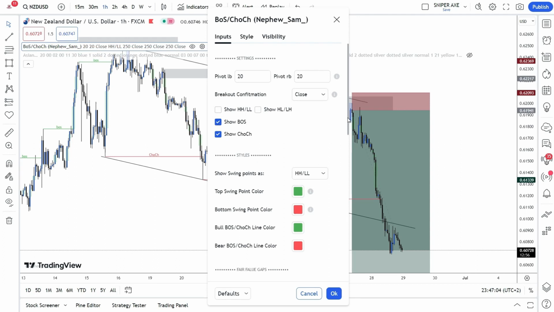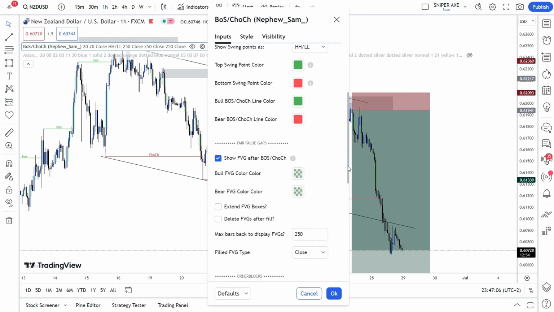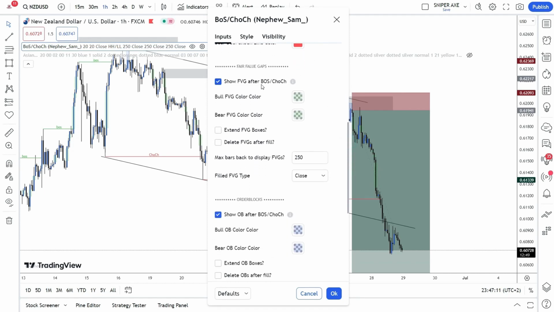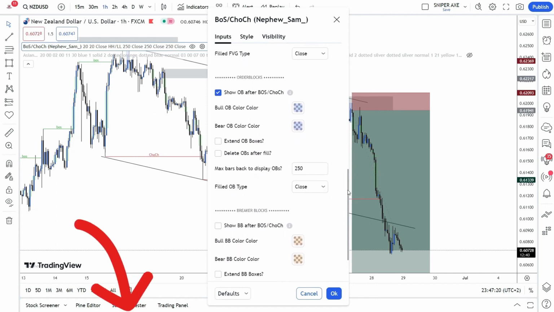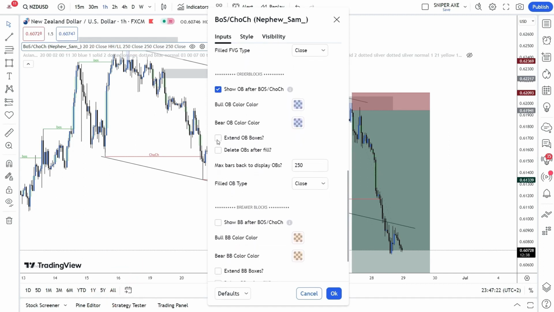Then you scroll down, you make sure that these things are highlighted, those colors, right? You come on show FVG and BOS, right? And I like that. Just put the settings that we're seeing there, right? Any questions, you put on the comment section, I'll answer you. Show OB, and I like that, right? Just follow as it is, as I'm showing you, right?